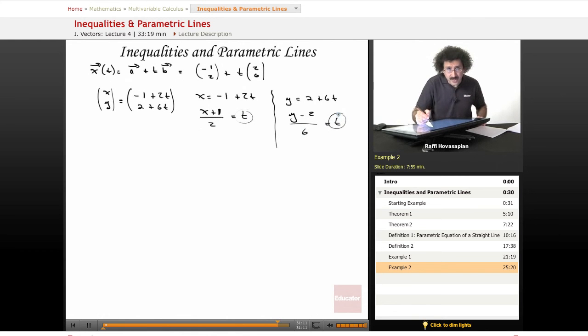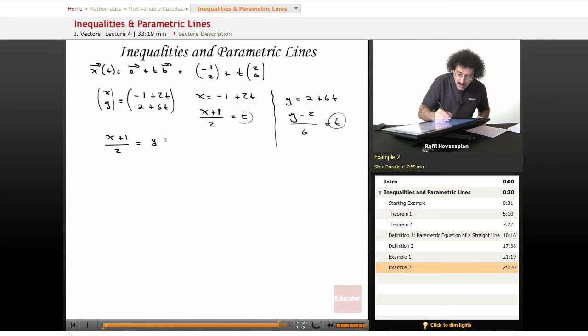The t's are equal to each other, right? It's one parameter. This is the power of it. So let me set these equal to each other. X plus 1 over 2 equals y minus 2 over 6. Let me cross multiply. I get 6x plus 6 equals 2y minus 4. Let me bring the y over. I get 6x minus 2y equals -10.